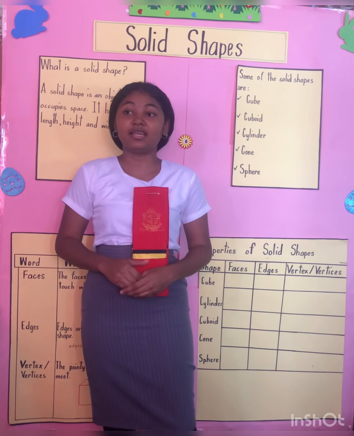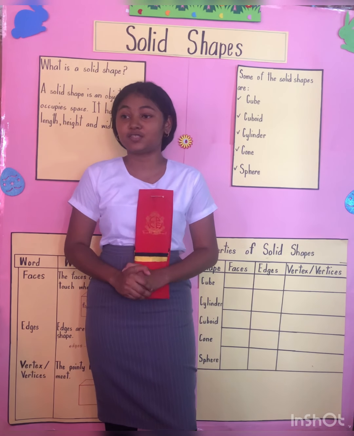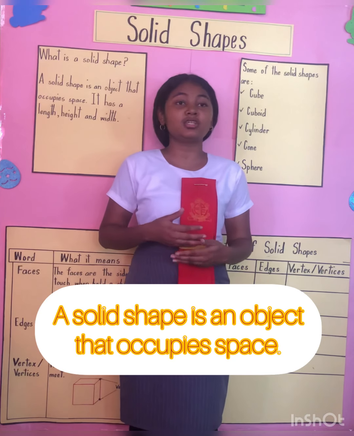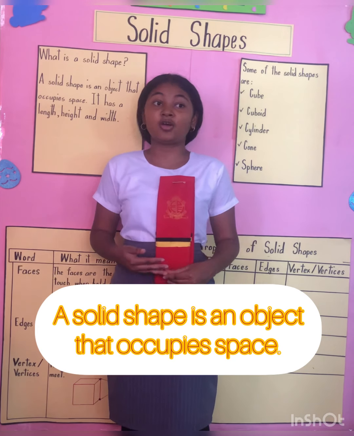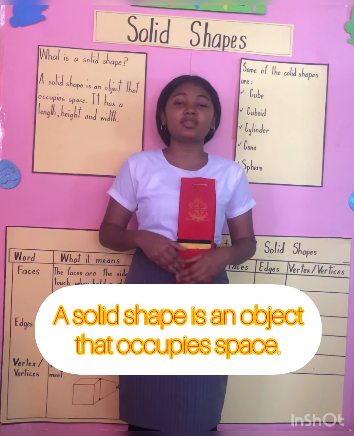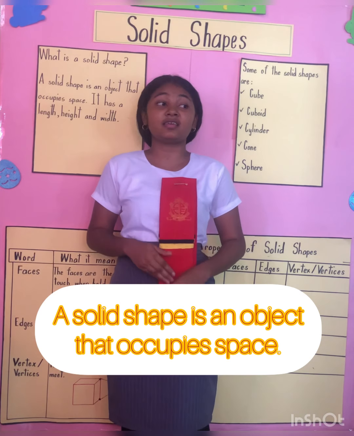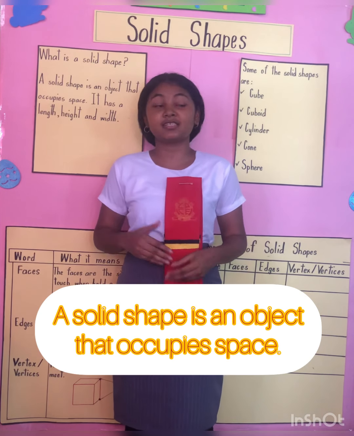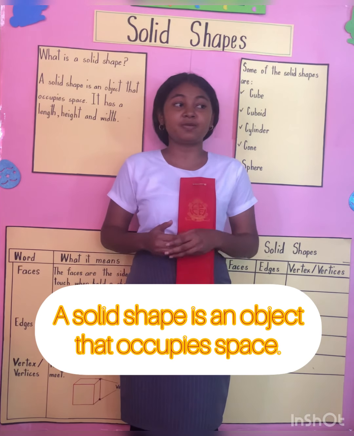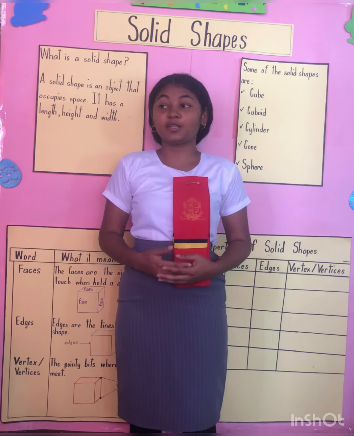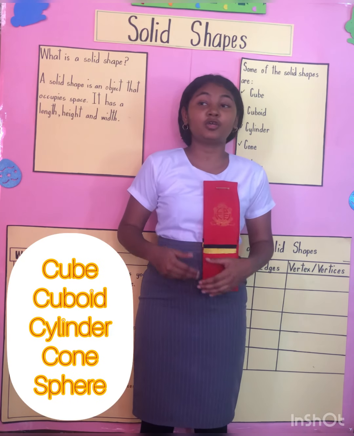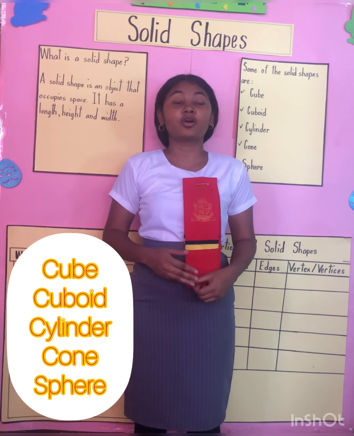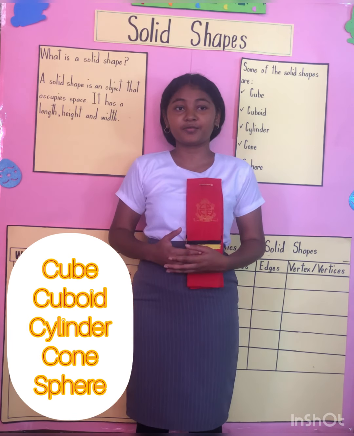But for now, let us look at the definition of solid shapes. The definition of solid shape says that a solid shape is an object that occupies space. And what this means, class, is that a solid shape takes up space, or in other words, a solid shape fills up space. The solid shapes that we will be looking at today are the cube, the cuboid, the cylinder, the cone, and the sphere.